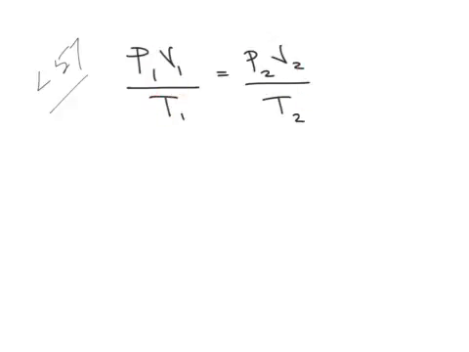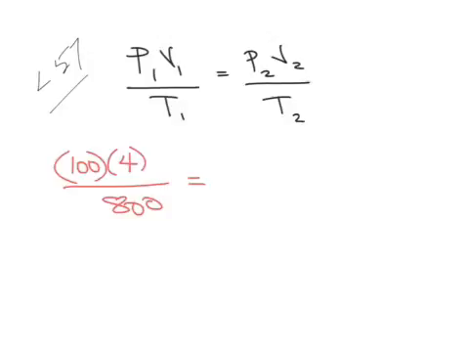So let's do that. 4 liters, that would be volume, so we're going to put a 4 right there for volume. Temperature is 800. And the pressure is 100. So those are my 3 numbers they gave me. And then they say the volume is increased to 10 liters.